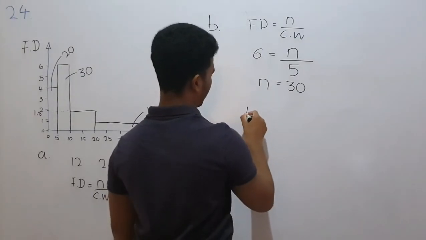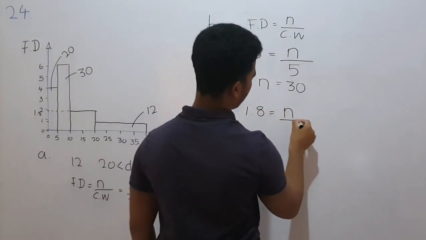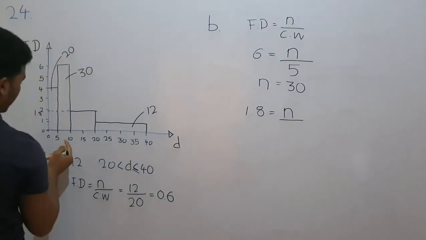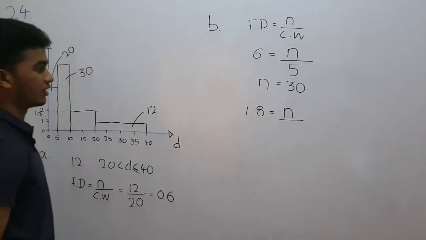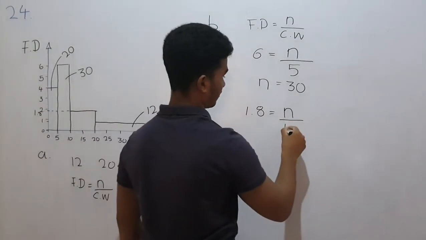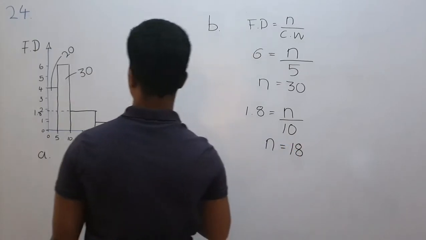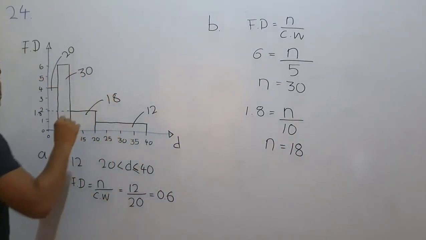So the frequency density 1.8 equals n, which we should find, divided by the class width. Sorry, 20 minus 10 is 10. So n is equal to 18.